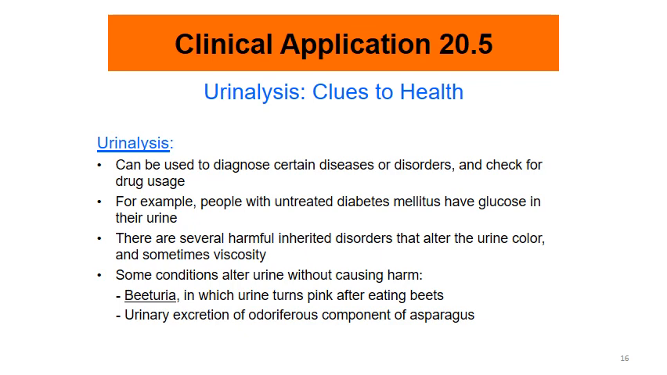Urinalysis, we're going to do a little lab based on this to diagnose certain diseases or disorders, or to check for drugs. For example, here it says people with untreated diabetes mellitus will have a lot of glucose in their urine because in those people, there's a lot of glucose in the blood vessels because the glucose cannot go into the cells. And then we're also going to see that some substances end up changing the color of the urine. So beeturia: here it says after eating beets, the urine can turn pink, or after eating asparagus, the urine can turn yellow.